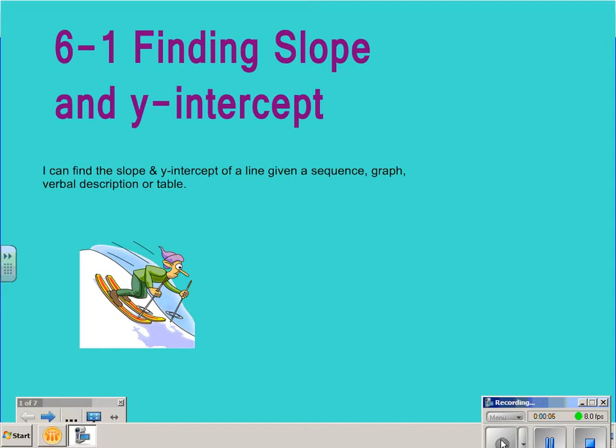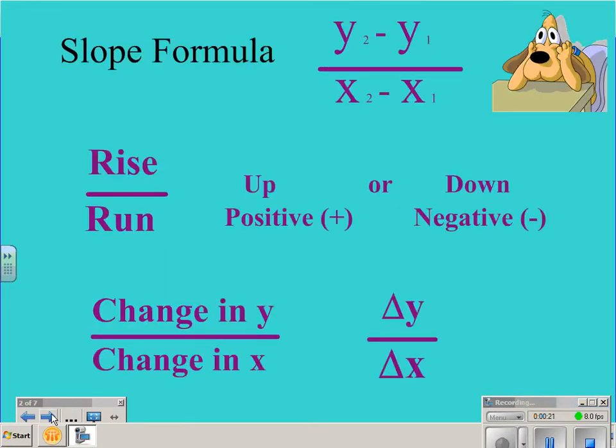I can find the slope and y-intercept of a line given a sequence, graph, verbal description, or table. So as you can see, we're going to be finding the slope and the y-intercept from a variety of ways that the information will be presented to us.